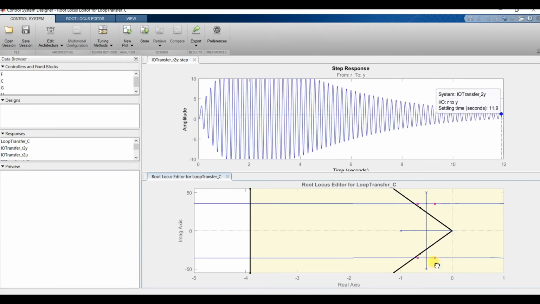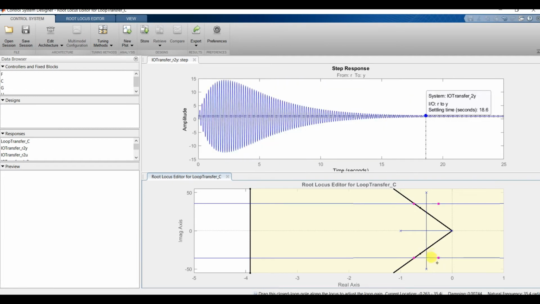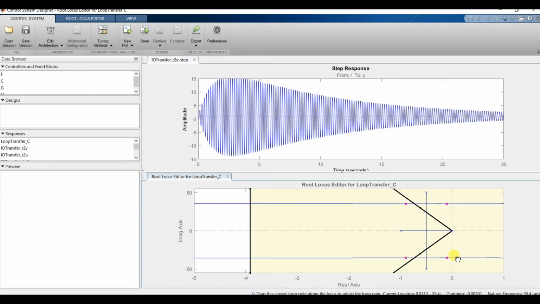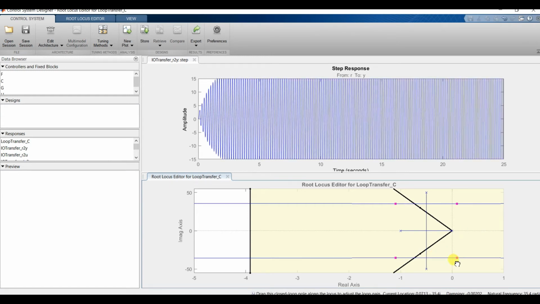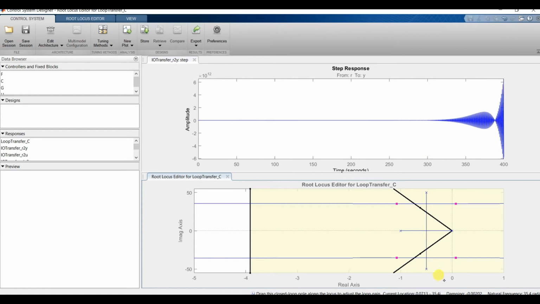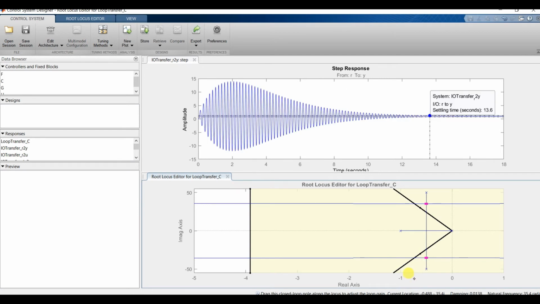If you continue to increase the gain, settling time increases and the frequency of the oscillations increases as well. And if we try to increase it further, the system will become unstable. So with a proportional controller, we cannot satisfy those requirements. It's not possible to satisfy the requirements in terms of the overshoot and also in terms of the settling time.